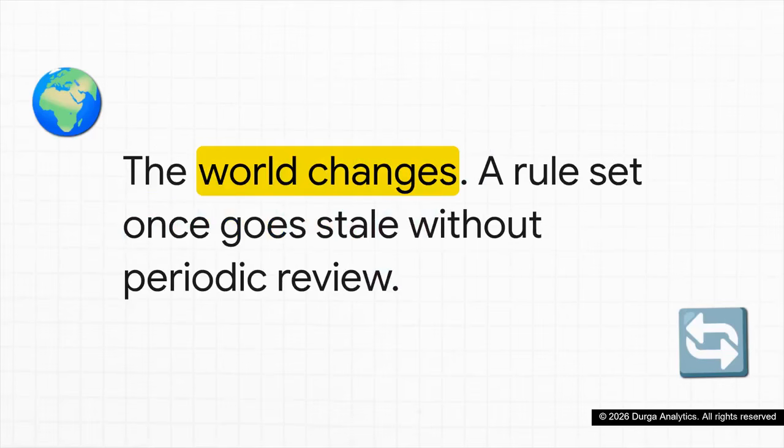Because the world changes. New regulations drop, new data types emerge, risks evolve. A rule that's set once and never revisited goes completely stale. The review stage feeds the next cycle, updating policies, standards, and controls so your governance keeps matching reality. It is a living loop, not some static document you finish and forget about.